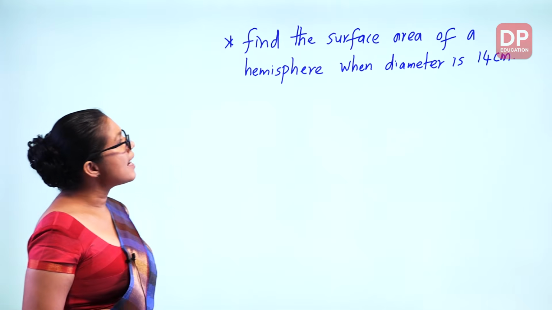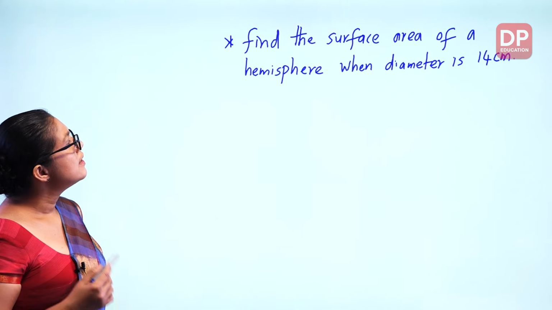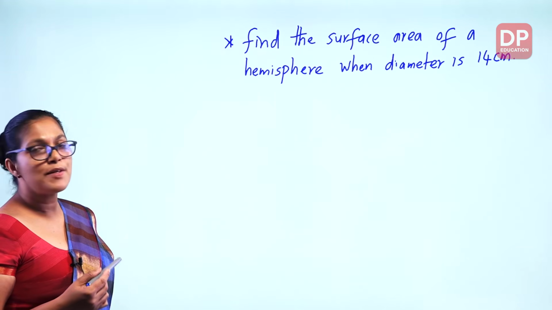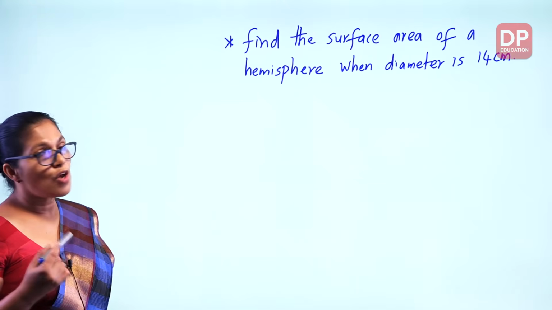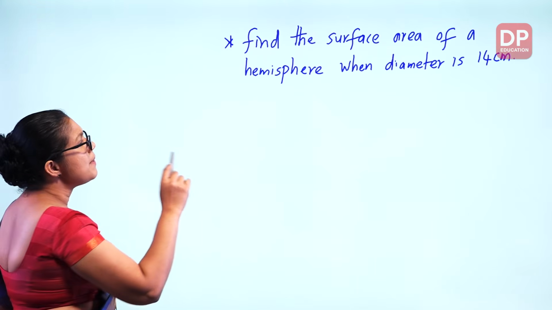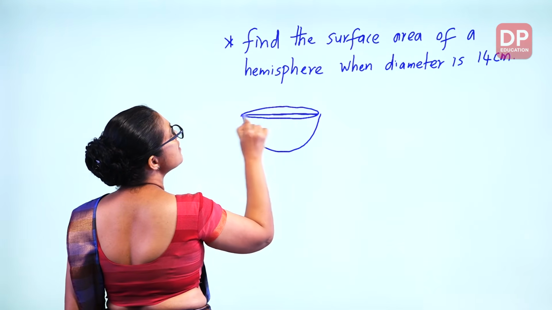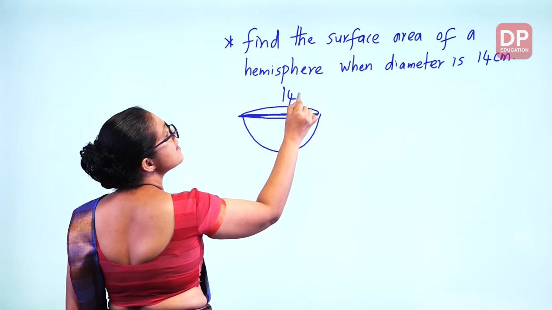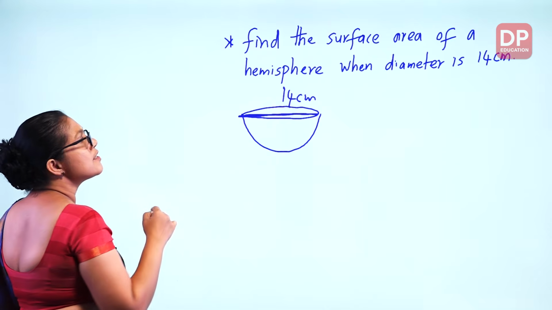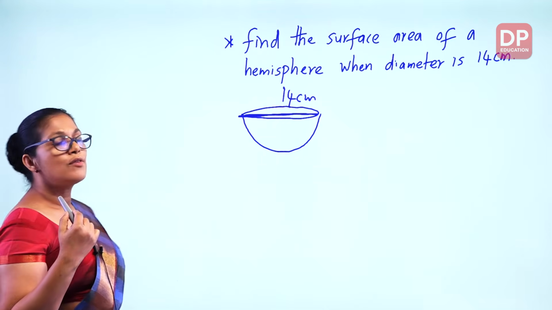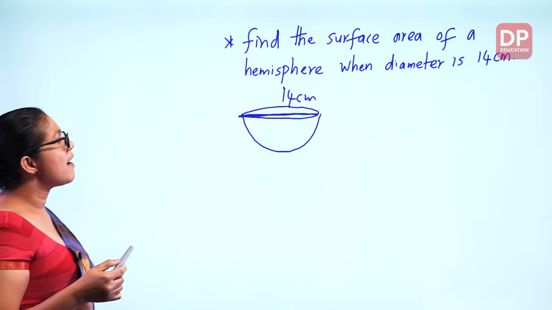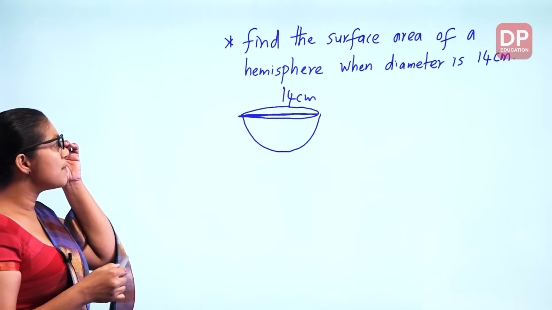Now we'll use that formula to find the surface area of a hemisphere. So this should be a solid one. The diameter is given as 14. So this total length is 14 centimeters. So what's the radius then? You have to divide by 2. So 14 divided by 2 is 7 centimeters.